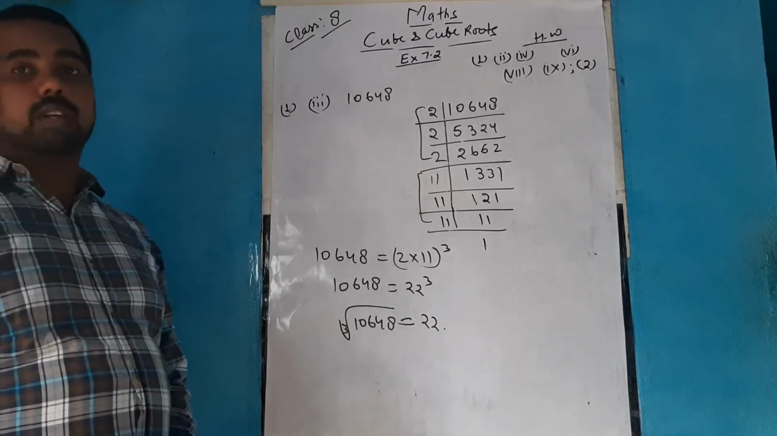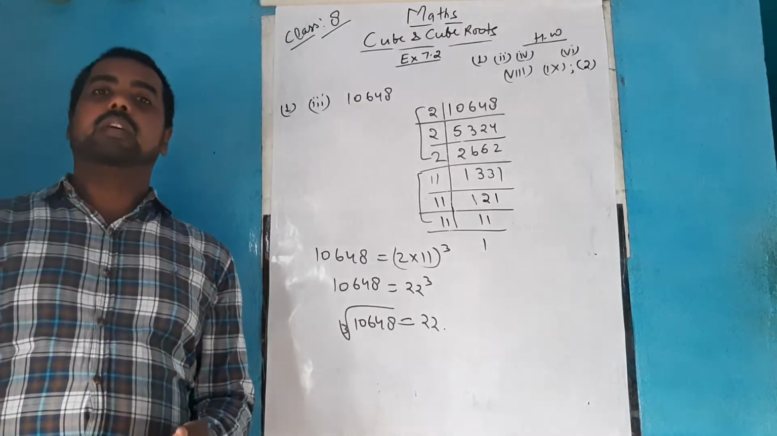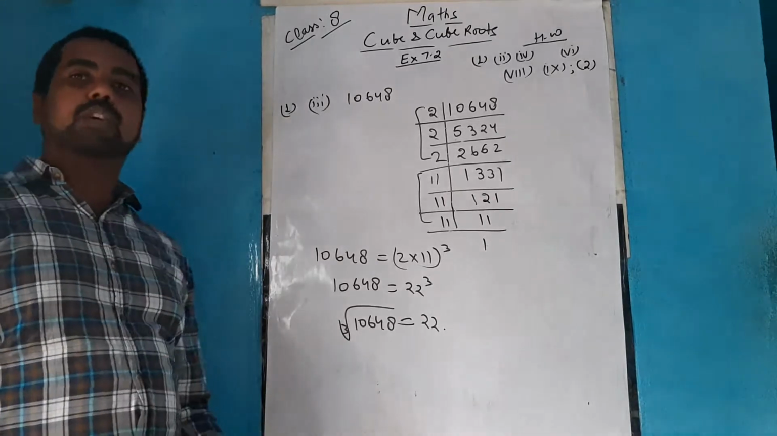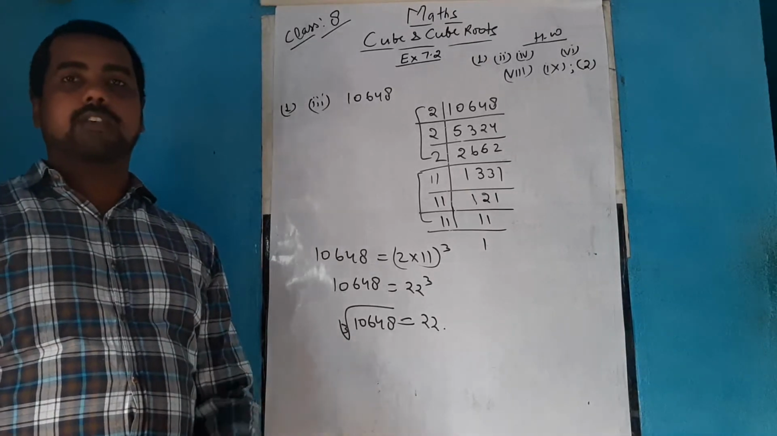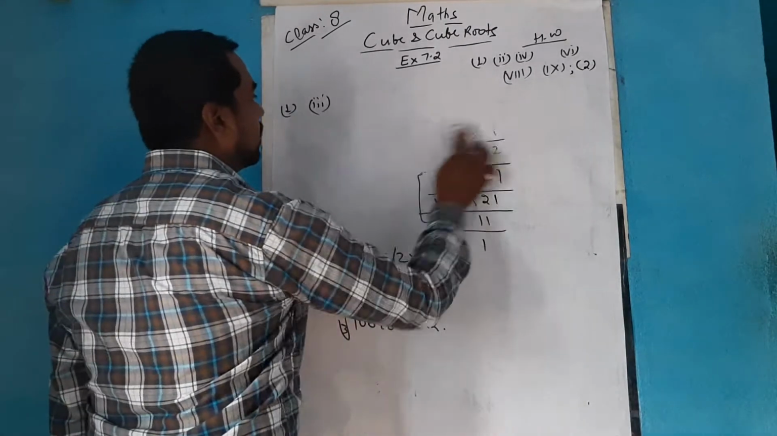So this way you will calculate. Do learn the cubes of 11, 13, 17 and 19. That will make your typical calculation easier. If you learn them, that will be good for you. So this is the third one.